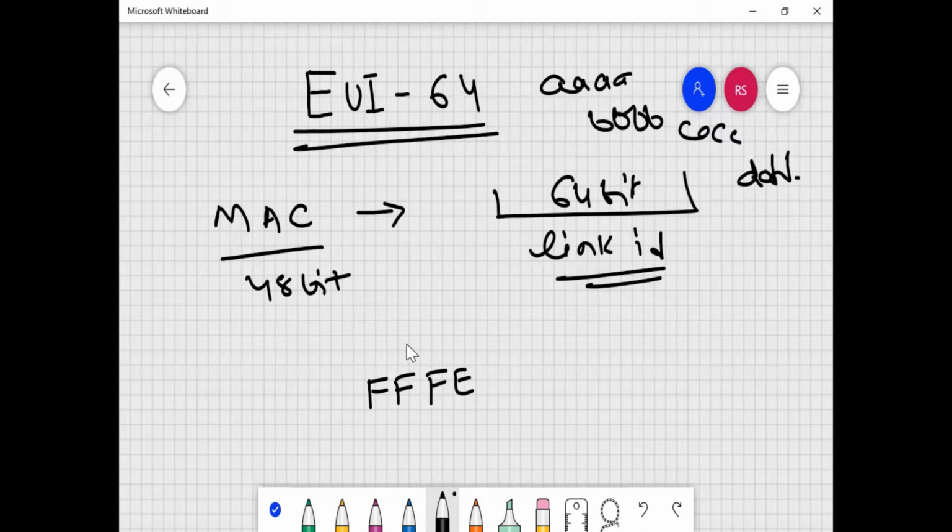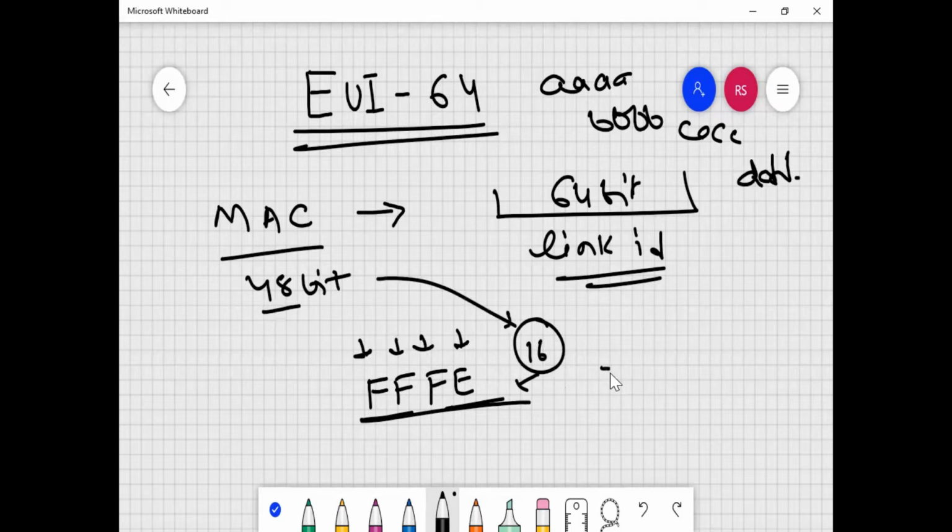So it will be adding two more bytes into this. This pattern will be added so that it will be 4 hex digits, 4, 4, 4. So one more pattern of 16 bits is added, so that your MAC address of 48 plus 16 will be equivalent to 64 bits. That is your EUI-64.